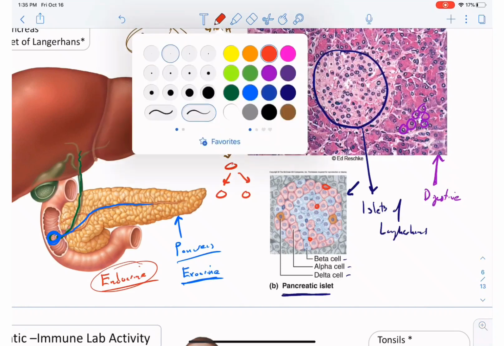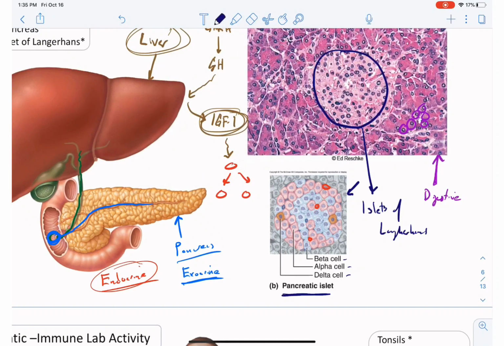Now there's 2 main types of cells that I want to talk about here. One of those are beta cells. These are all beta cells. And does anybody know what hormone these beta cells produce? They're going to produce insulin. Okay? And what about these alpha cells? What are these alpha cells going to produce? They're going to produce glucagon. And so the 2 main hormones that are produced by the pancreas are insulin and glucagon.